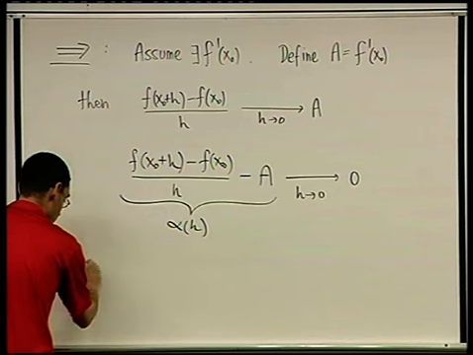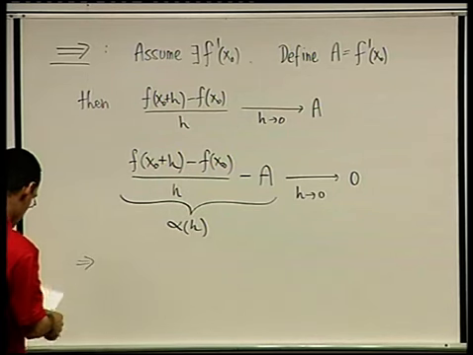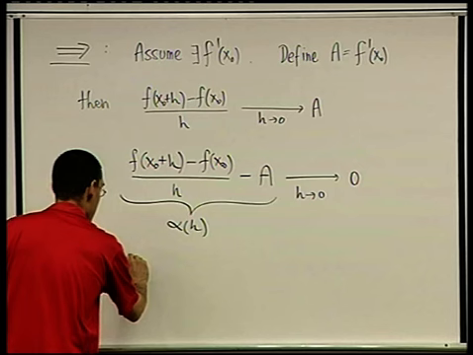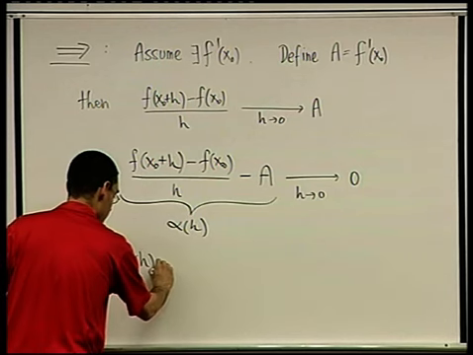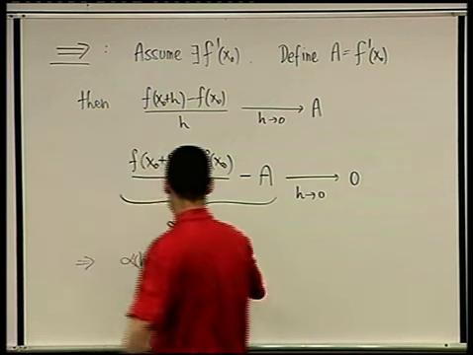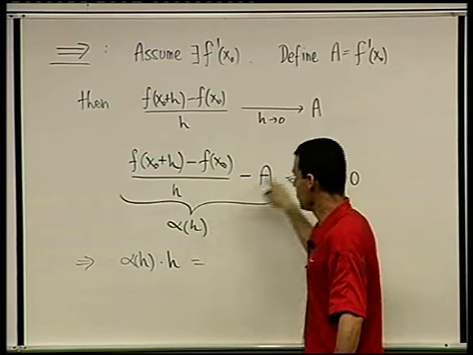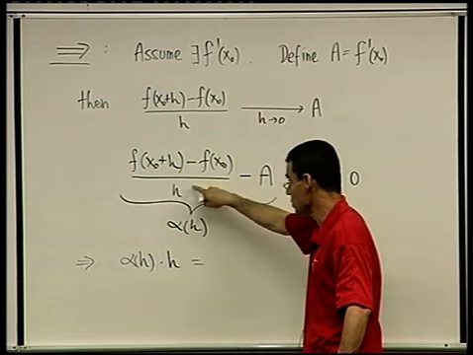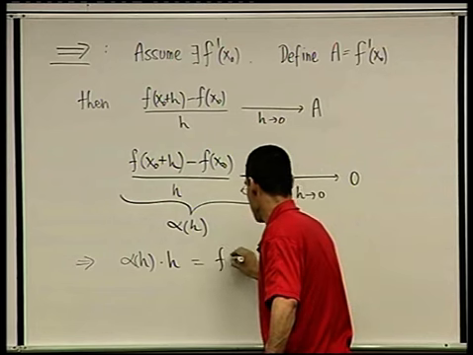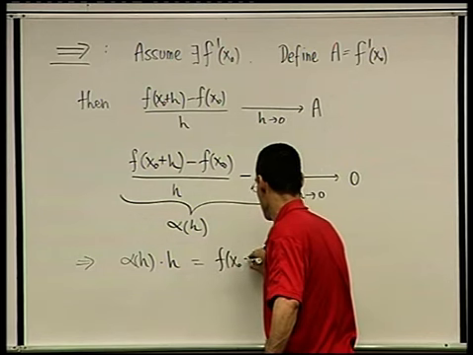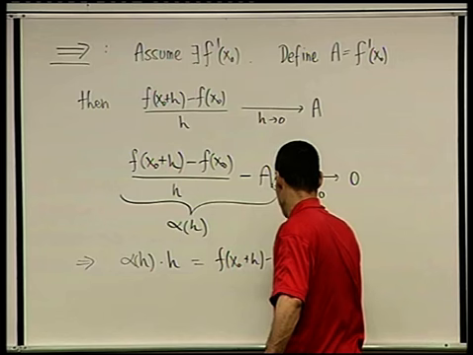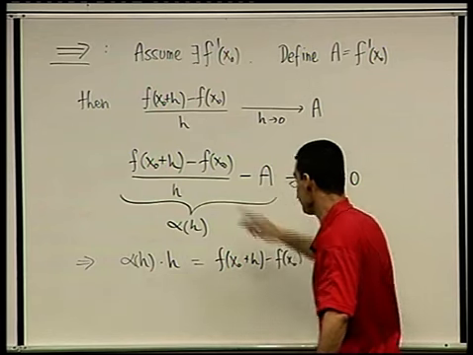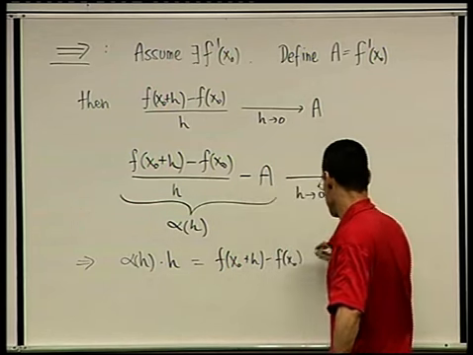And then, what happens here? If this is alpha of h, then alpha of h times h is what? Alpha of h is this entire thing, times h, it's this times h, so it's f of x0 plus h minus f of x0 minus a times h.